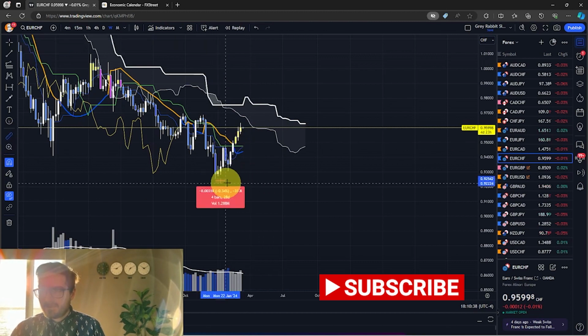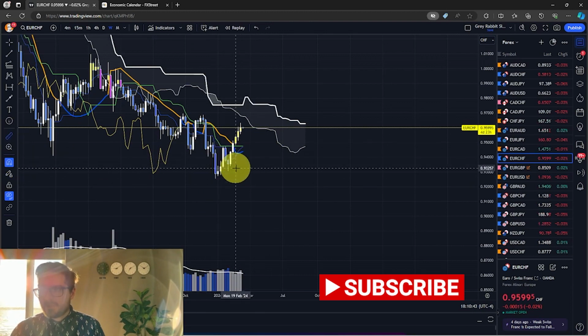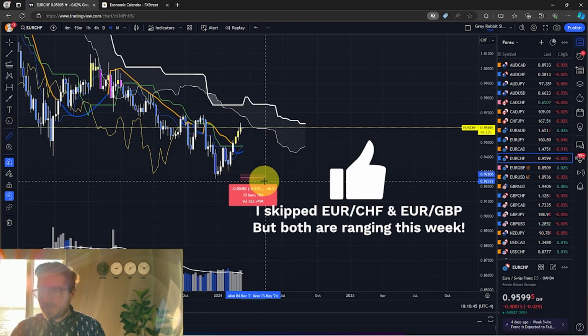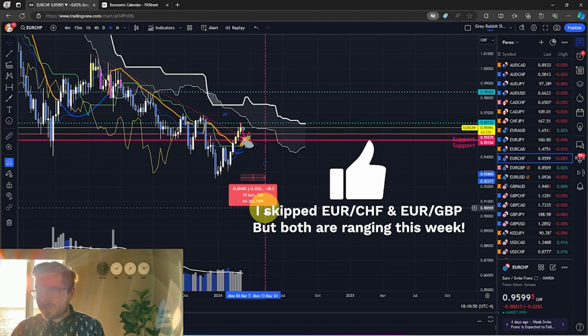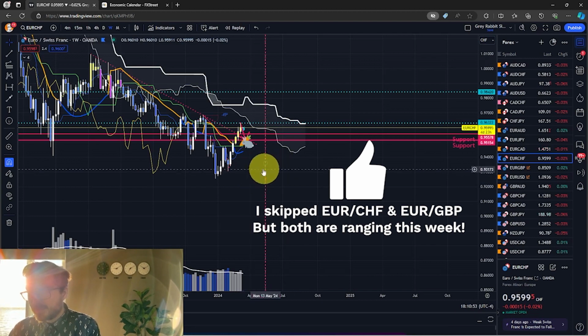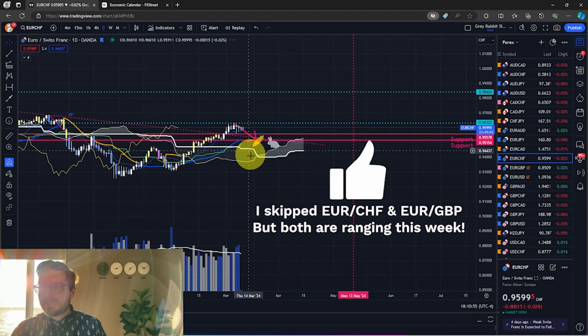Let's see, from here to here, that's about 10 bars. So if we project out here, 10 bars, this could be our next swing low possibly. So I'm going to have that marked, but let's look at the daily chart.